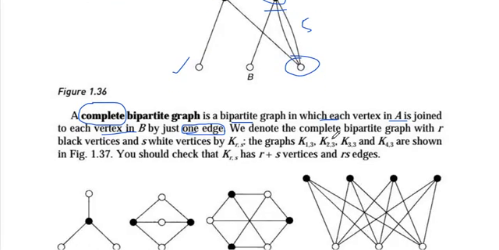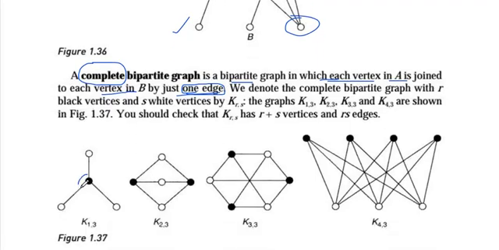But a complete bipartite graph means it's a bipartite graph in which each vertex in A is joined to each vertex in B by just one edge, no multiple edges. Okay, it's called complete. So this is the A set, this is the B set. Each vertex is connected with only one edge to each vertex. Complete means you cannot draw any more edges.